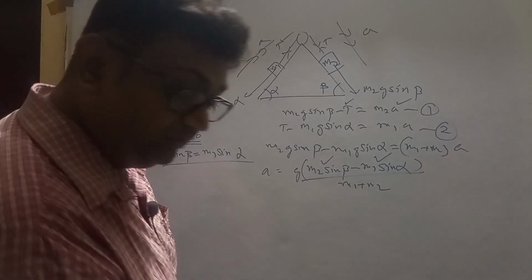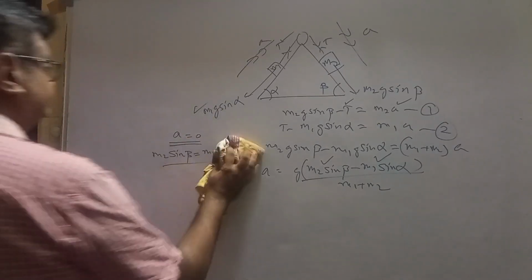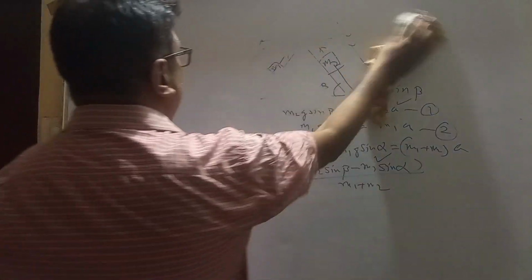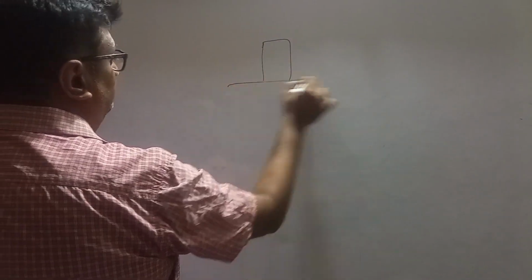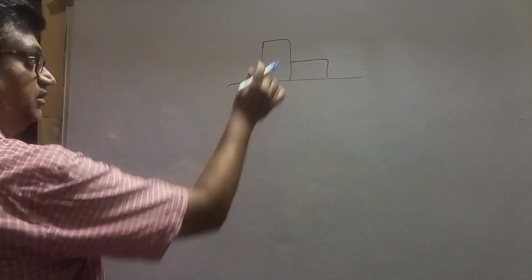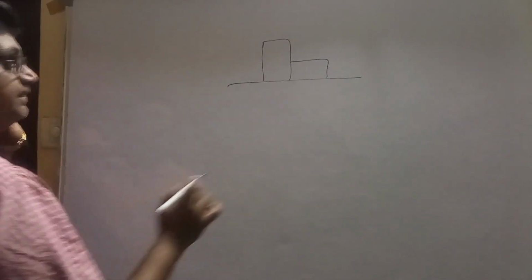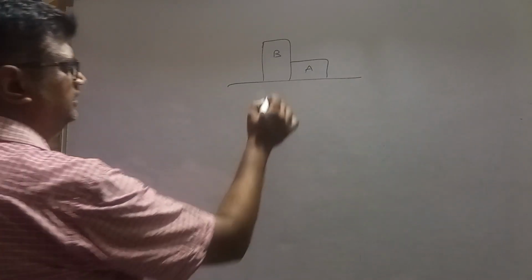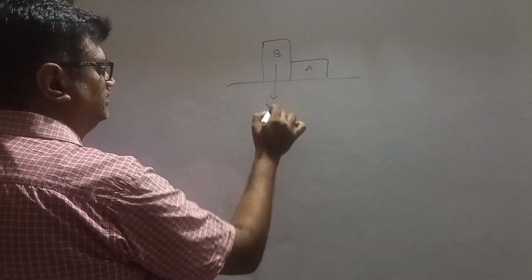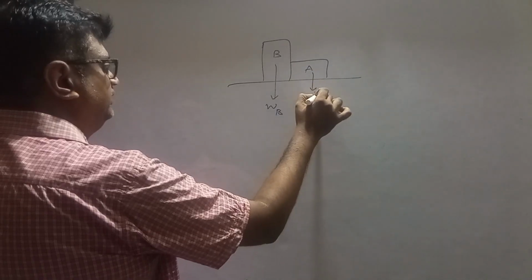So the next concept we are going to talk about is contact forces. How to calculate them, contact forces. What is the concept of contact forces? Contact forces means, suppose you take a block, and you take another block. Now these two are in contact with each other. Let us say this block is A, this block is B. Regularly here the weight WB is acting down, WA is acting down.